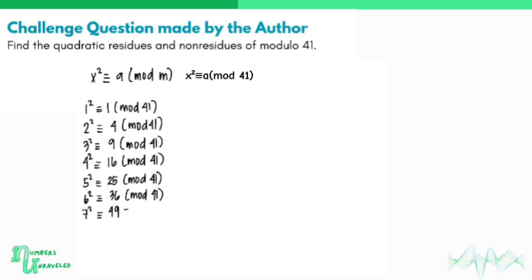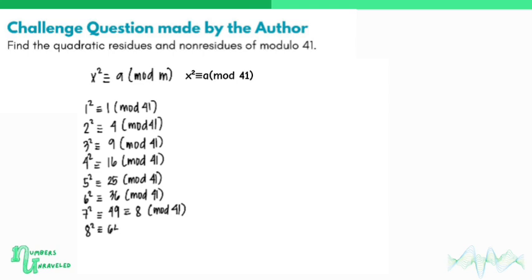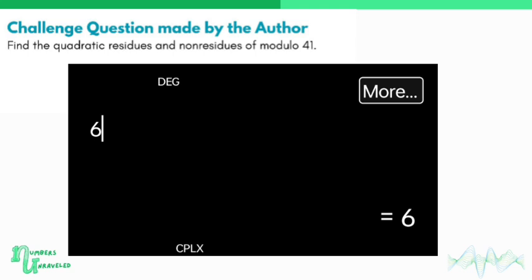7² ≡ 49, which is also congruent to 8 mod 41, because 49 divided by 41 is 1.1951 something, and note that 41 times 1 is 41 and 49 minus 41 is 8. Next, 8² ≡ 64, which is also congruent to 23 mod 41, because 64 divided by 41 is 1.5601 something, and note that 41 times 1 is 41 and 64 minus 41 is 23.